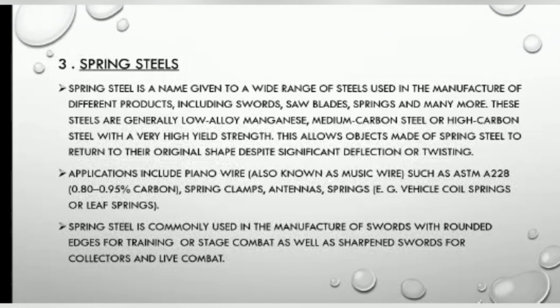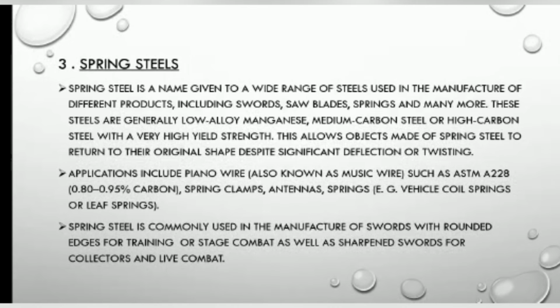So, as a continuation of what my friend has discussed in the previous slide, now let us discuss the spring steels. Spring steel is a name given to a wide range of steels used in the manufacture of different products, including swords, saw blades, springs, and many more. These steels are generally low alloy manganese, medium carbon steel, or high carbon steel with a very high yield strength. This allows objects made of spring steel to return to their original shape despite significant deflection or twisting.